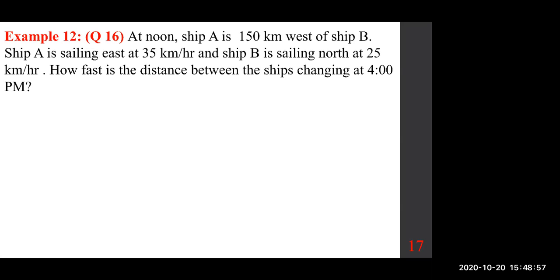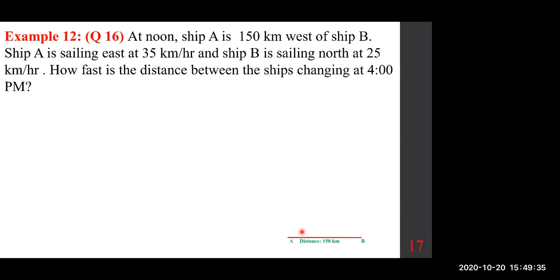At noon, ship A is 150 kilometers west of ship B. Ship A is sailing east at 35 kilometers per hour, and ship B is sailing north at 25 kilometers per hour. How fast is the distance between the two changing at 4 p.m.? So let's find out how the setting is. The very first thing, there's a distance of 150 kilometers between the two. I hope everybody can see the setup.